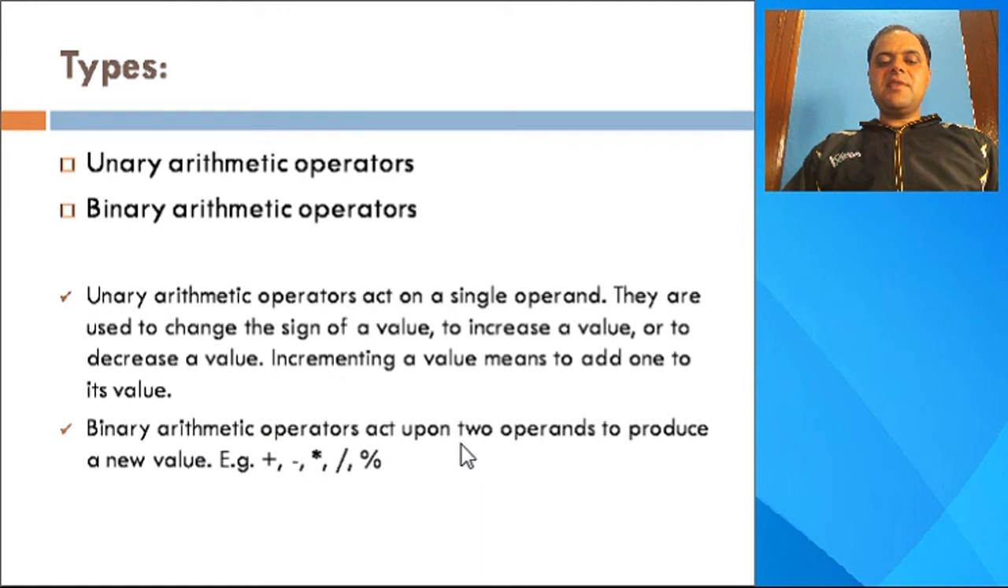Binary arithmetic operators act upon two operands to produce a new value. These are plus, minus, multiplication, division, and mod. So these are unary and binary arithmetic operators.